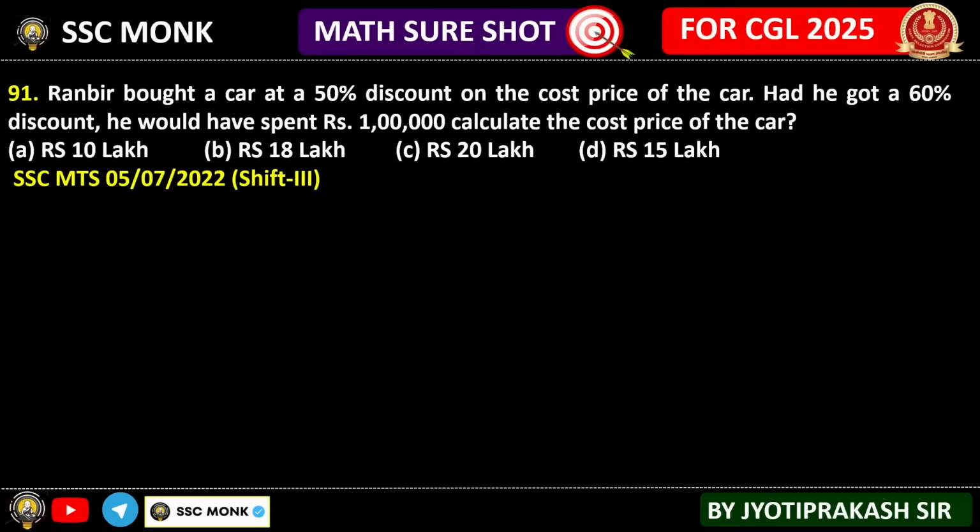Next, Ranbir bought a car at 50% discount on the cost price of the car. Had he got a 60% discount, he would have spent 1 lakh. Calculate the cost price of the car. So let's say 50% discount, that means very basic, he is saving 10%, that is equal to 1 lakh. So 1% is 10,000. So 100% of cost price is equal to 10 lakh. Very basic question. Option A.